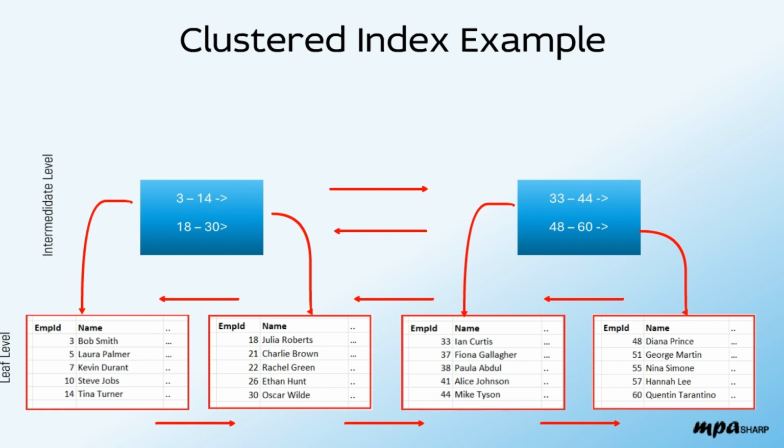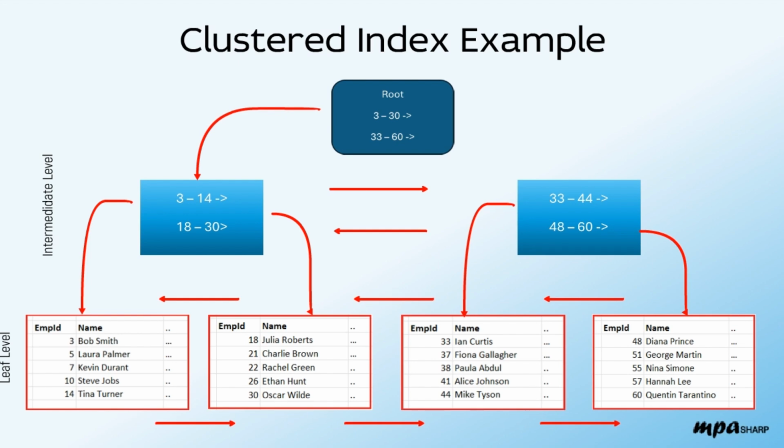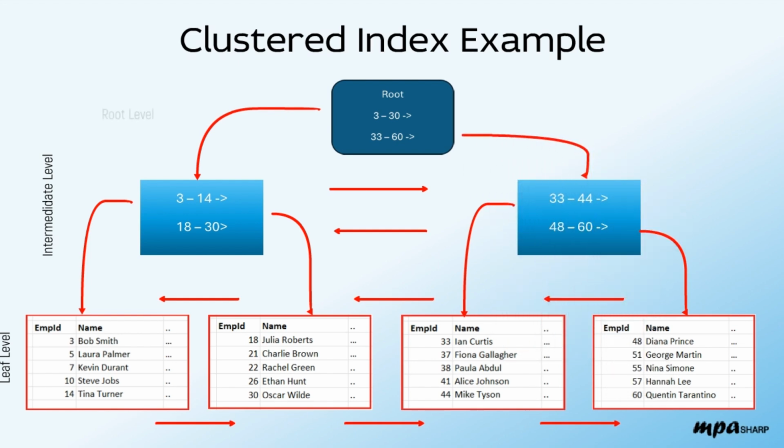In a complex data table, you will have multiple levels of intermediate nodes. Finally, we can see the root level to complete the picture. The root node has pointers to the intermediate level. In our example, records 3 to 30 are pointed to the left side intermediate node, and records 33 to 60 are pointed to the right side intermediate node.